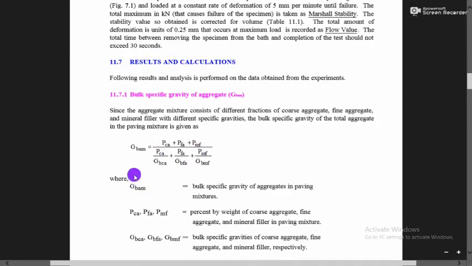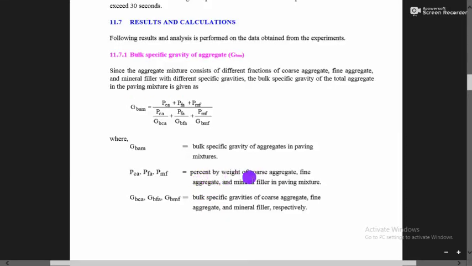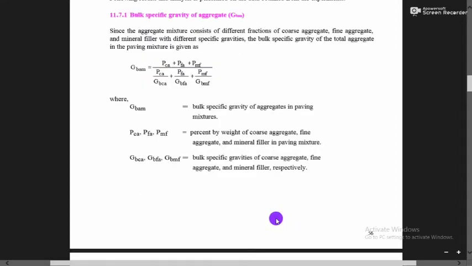The formula: the bulk specific gravity of the aggregate in the paving mixture is given in terms of the weights of the coarse aggregate, fine aggregate, and mineral filler in the paving mixture, and the bulk specific gravities of the coarse aggregate, fine aggregate, and mineral filler, respectively.